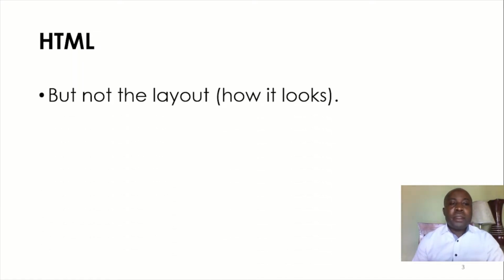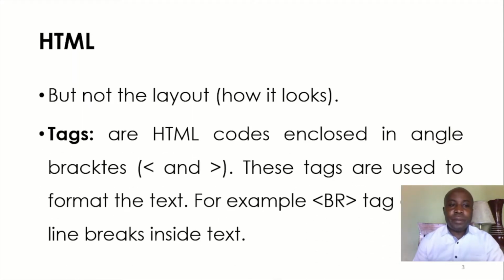So that's why HTML is used to define the content of a document, what it says. HTML does not control the layout of the document, how it looks. For the layout, we will be using cascading style sheet. So HTML uses tags. Tags are HTML codes enclosed in angle brackets, opening angle bracket and the closing one. Example of a tag is BR. So BR means break the line.